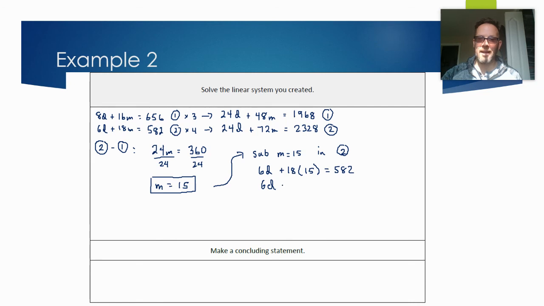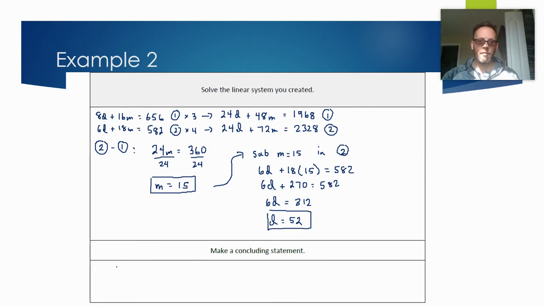6D, 18 times 15. Oh, I'm really stretching myself here with the mental math. I think that's 270, but I'm going to just double check. 270 equals 582. It's a bit of a chunky two-step equation to solve, but we can do it. 582 minus 270 is 312. And if you divide 312 by 6, you get 52. So the cost of a day is 52.